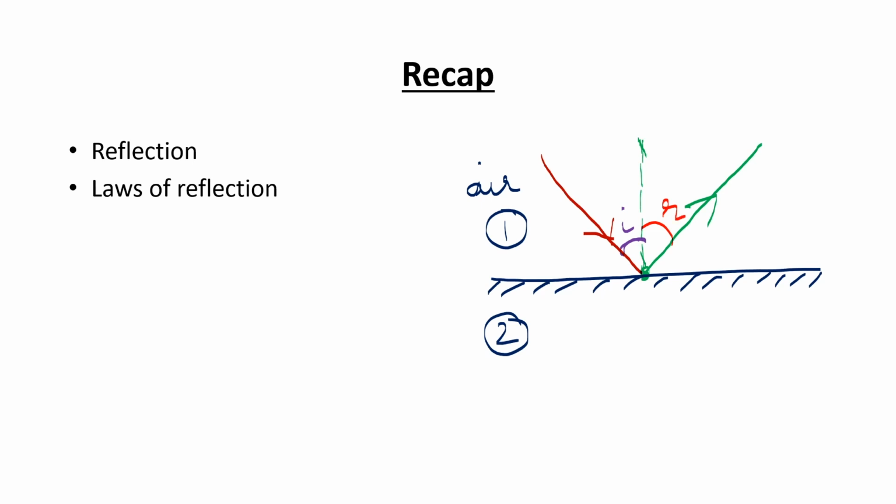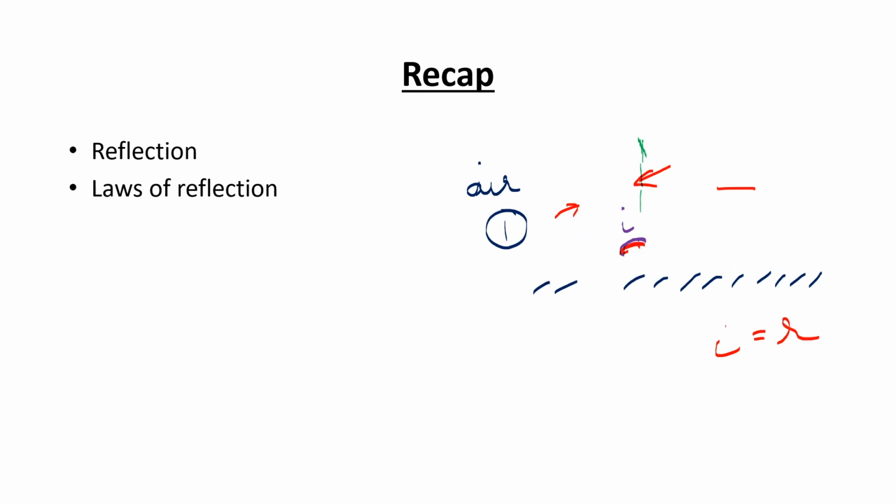After that, we learned about the laws of reflection, in which the first law says that the incident ray, the reflected ray, and this normal all lie in the same plane. The second law states that the angle of incidence is equal to the angle of reflection. i is equal to r. This is what we learned in this session.